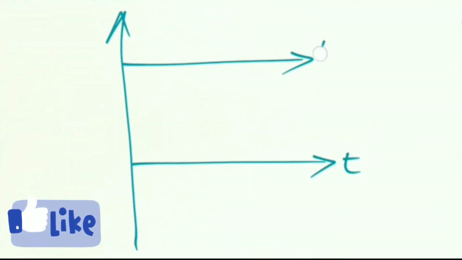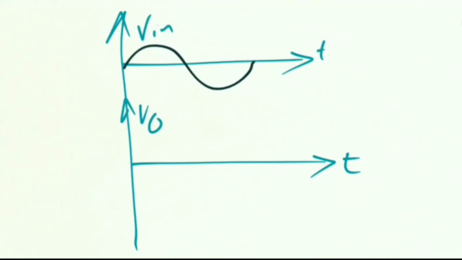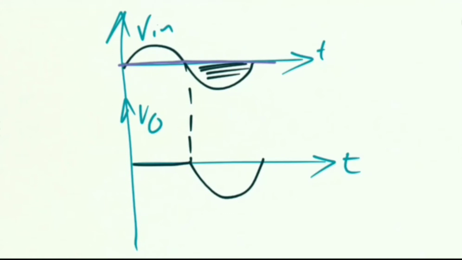Let us now see the output graph. Our applied signal is this. Now for Vin greater than 0, output is 0, and for Vin less than 0, that is for this half, VO is following Vin. So this is the output graph for this circuit, where the signal above this DC level has been clipped. So this is a positive clipper circuit which is in parallel and unbiased.